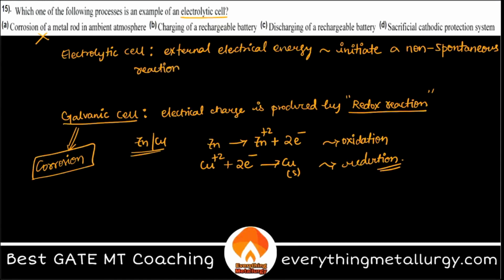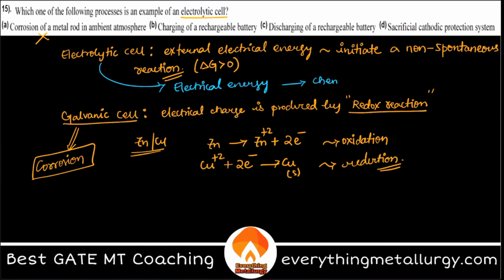Non-spontaneity means it cannot happen without any external source, or you can say the delta G is greater than 0. You can also connect this with thermodynamics, right? Only when you provide some external electrical source will there be this electron flow, because then the reaction will take place. That means the electrolytic cell is converting electrical energy into chemical energy.